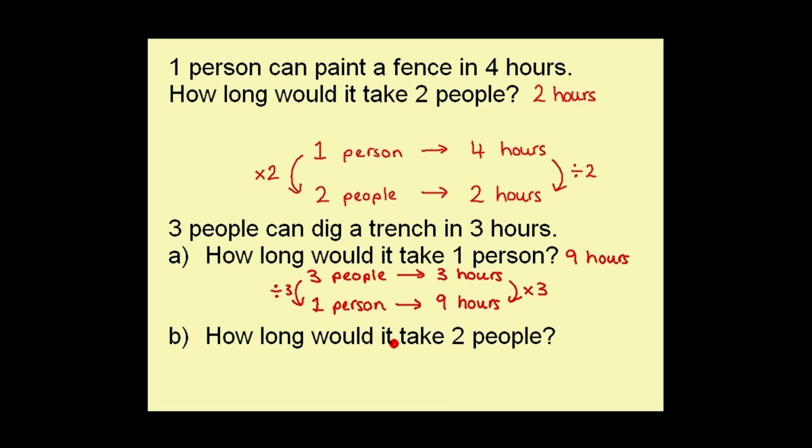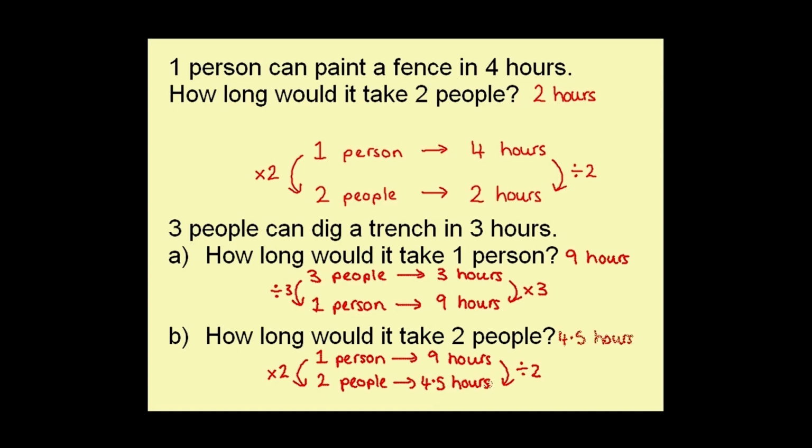Now for part B, I want to know how long it would take 2 people. Remember, in part A, I've already worked out how long it would take 1 person, and that's 9 hours. I want to know how long it will take 2 people. So this has been multiplied by 2, but that means that the time over here is going to divide by 2. So we have 4.5 hours.